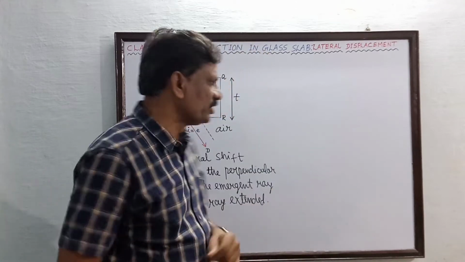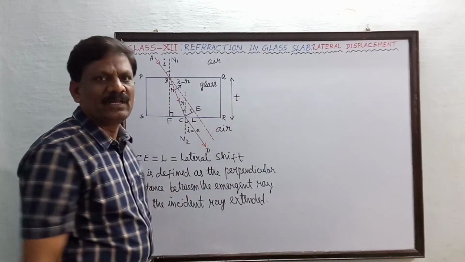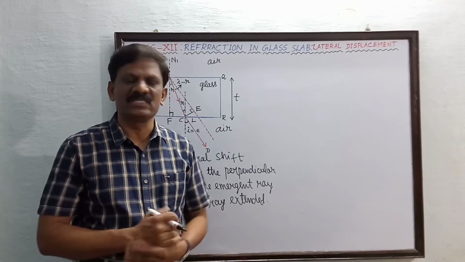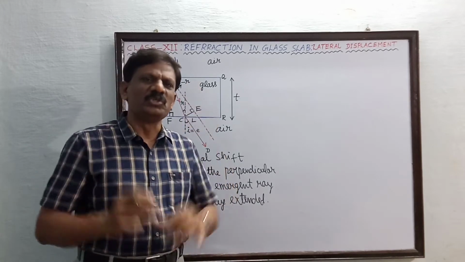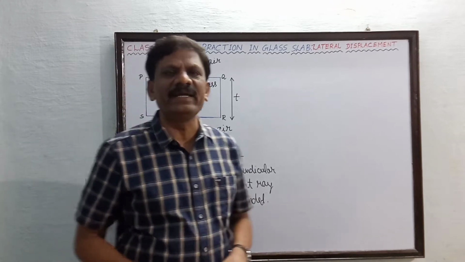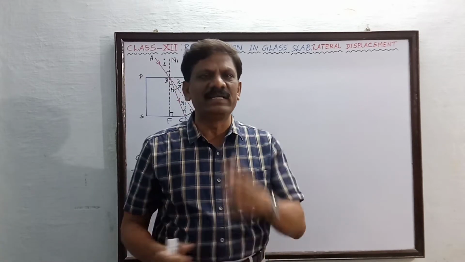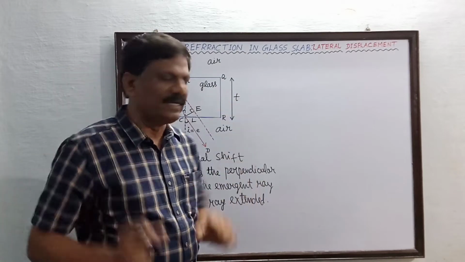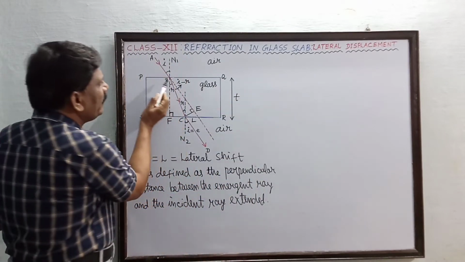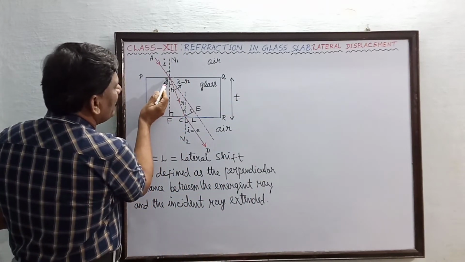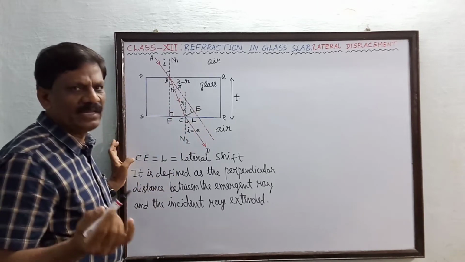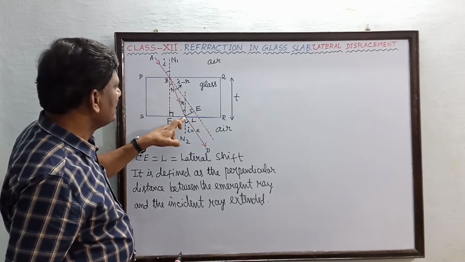So, in this picture, CE is the perpendicular distance. Now it is very easy for us to derive an expression. Now you should concentrate on two right-angled triangles. Look at the diagram and tell me which are the two right-angled triangles visible inside the glass slab. Can you see this B, E, C or B, C, E? Anyway, triangle B, C, E.